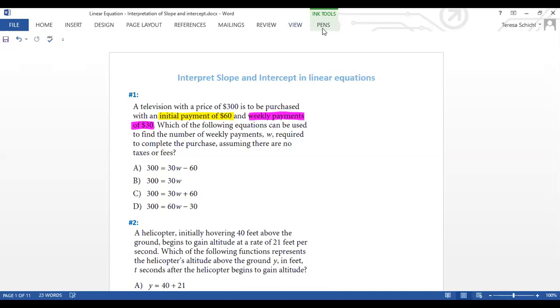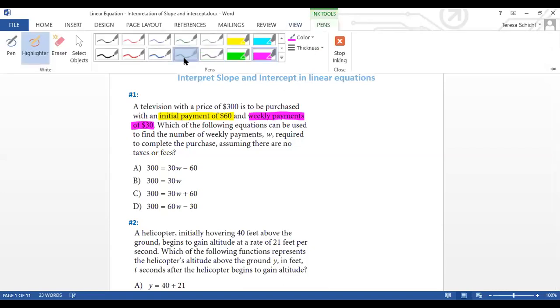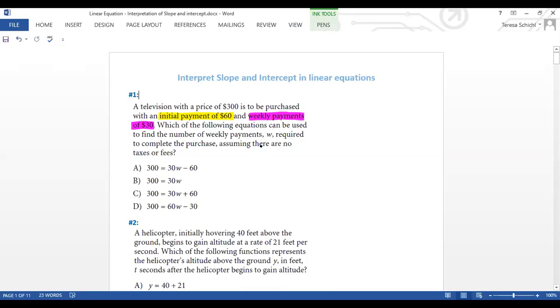Which of the following equations can be used to find the number of weekly payments W required to complete the purchase? Assume there's no tax. The initial payment is $60. Then the weekly payment is the rate of change per unit, and the unit here is a week. So what is our answer here?